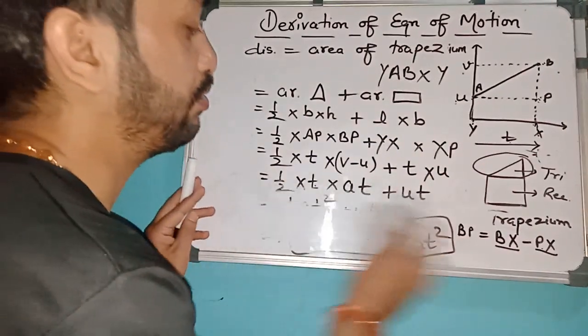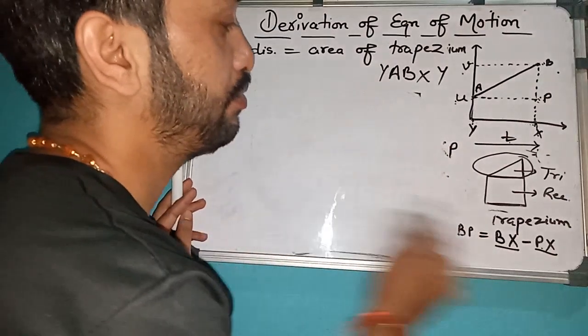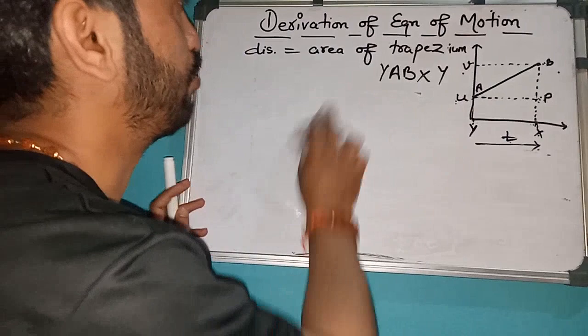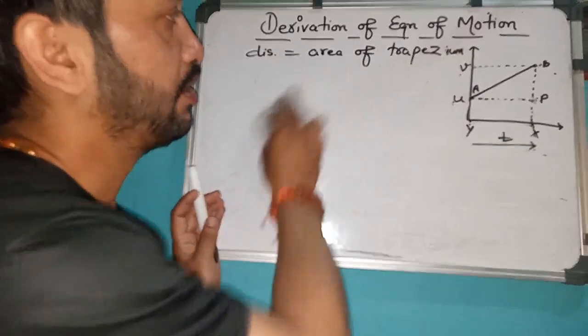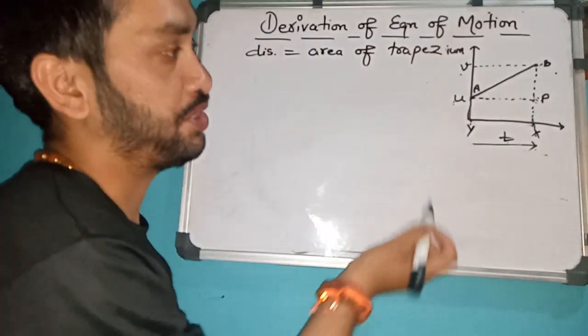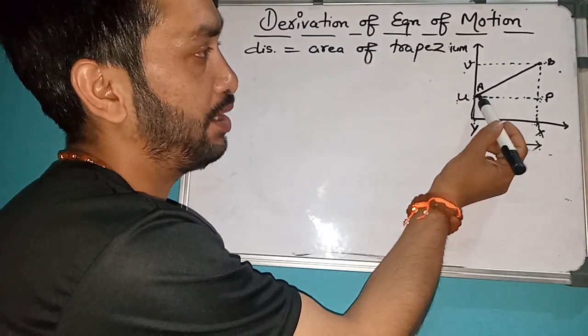Now we are moving on to the third derivation, that is your third equation, which is V square equals U square plus 2AS. Now what I'm going to do is continue from the same point. Area of a trapezium. What is the name of the trapezium? YABXY.